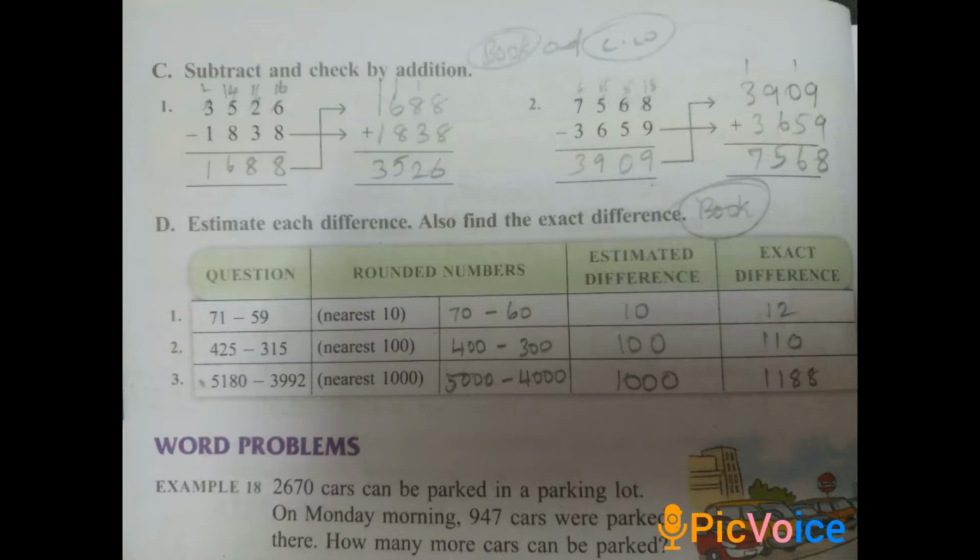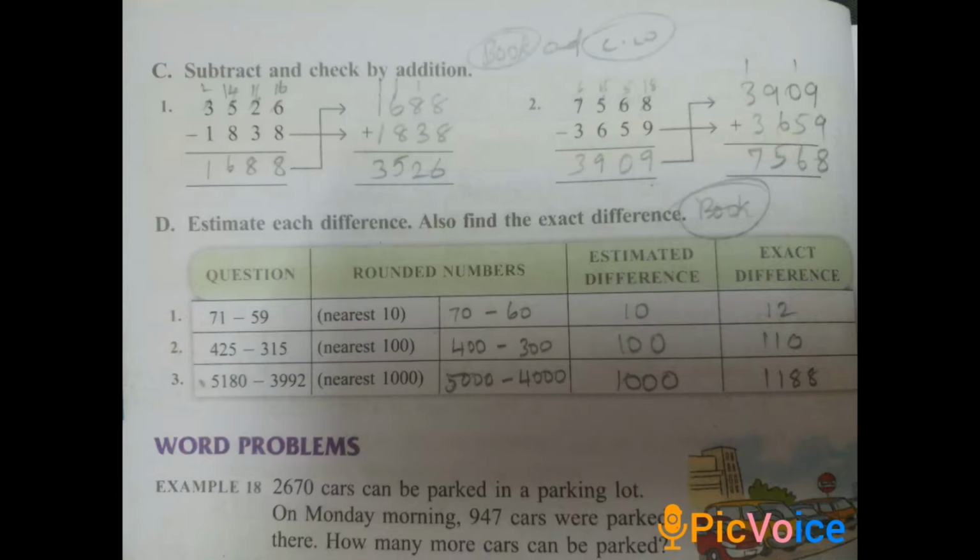1 minus 3 is not possible. Get the borrow. Then 11. 11 minus 3 is 8. Next 4, hundreds place. 4 minus 8 is not possible. Get the borrow from the thousands place. 4 becomes 14. 14 minus 8 is 6.